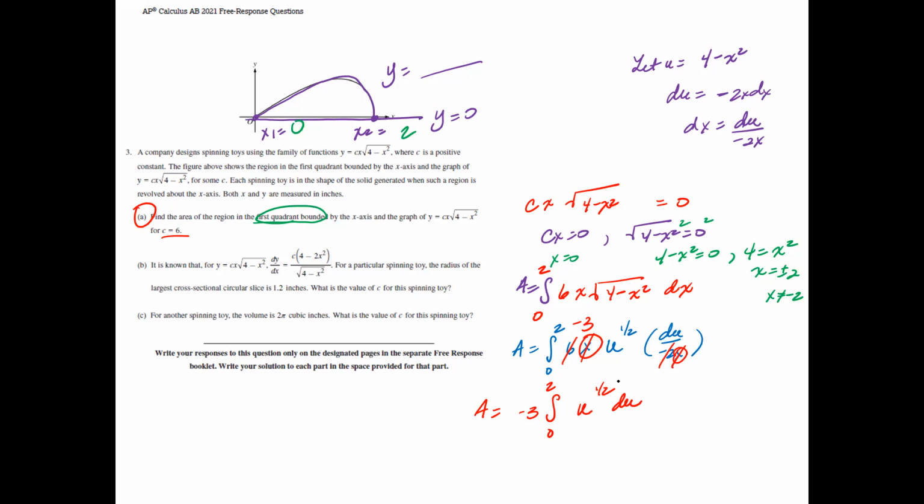All right, so then looking at this, from the power rule, you have to add a 1, which gives 3 over 2, divided by 3 over 2. So then my area is equal to negative 3. I'm going to flip that over, so 2/3 u to the 3 over 2 plus c, and we evaluate this from 0 to 2.